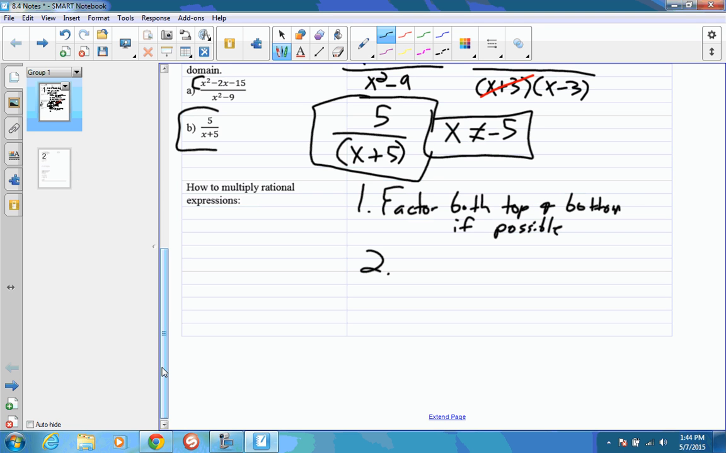Good. So, factor if possible. What do you think step 2 is? No. What's the other option? Thank you. State restrictions, guys. What do you think step 3 is? Cancel like terms and signs. They are for these two. They are not for dividers.